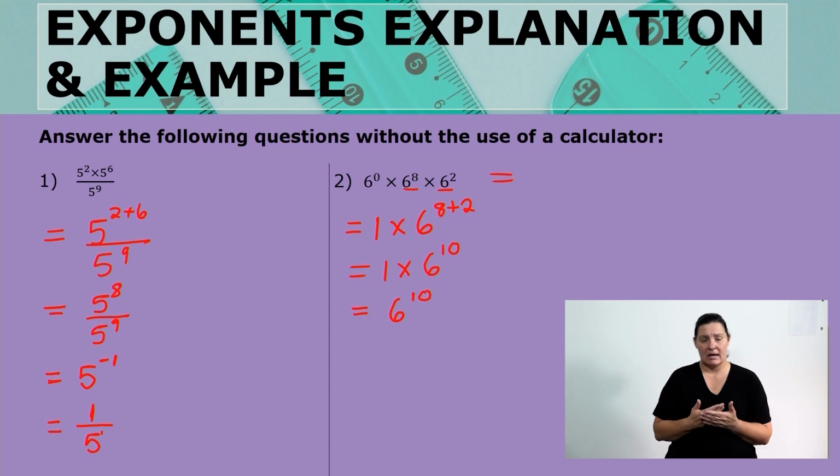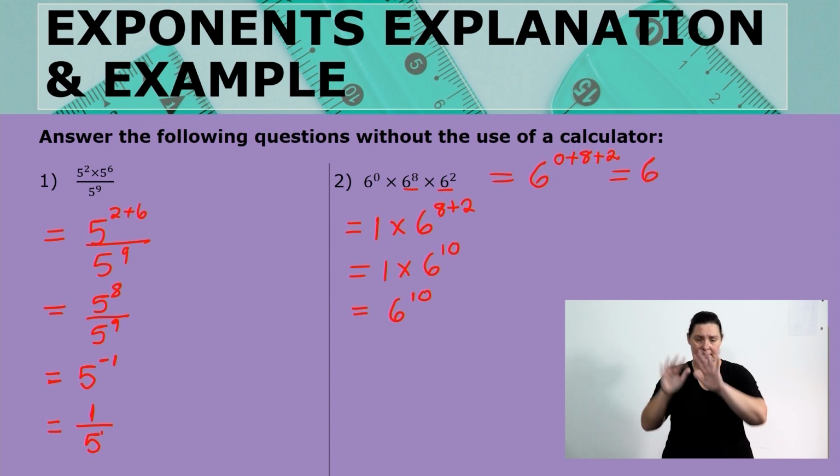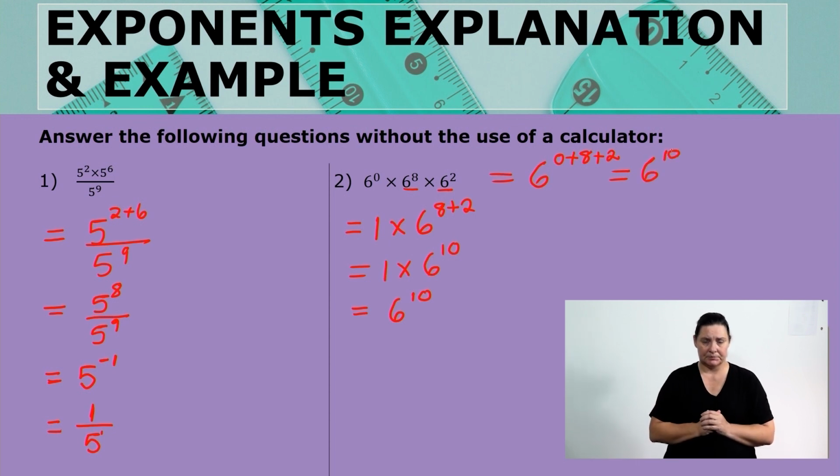Of course, we could have just followed that first law to say, because we have the same base, I am going to add the exponents. That will give me 6 to the exponent 0 plus 8 plus 2, which still gives me an answer of 6 to the exponent 10. We still have the same answer, even though we follow different methods to solving our questions.